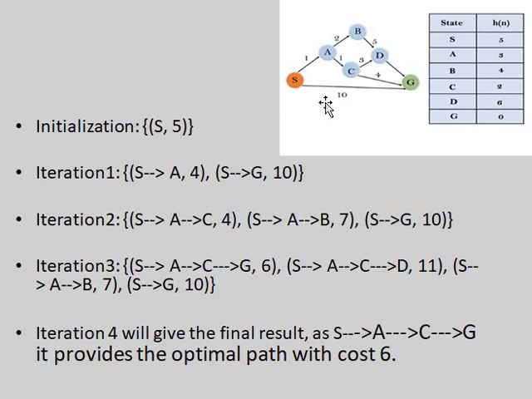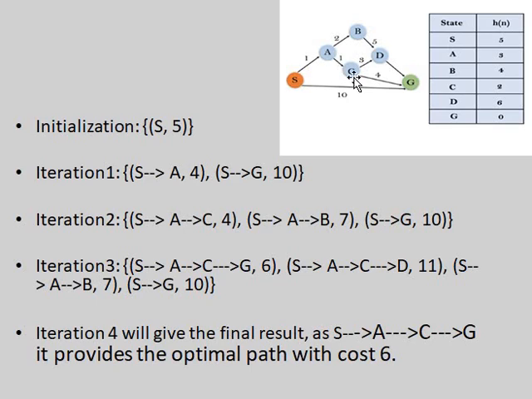So f(n) is this 10, which is your g(n), plus h(n), that is the heuristic value of G. The heuristic value of G is 0. So 0 plus 10 is 10. So f(n) for the S to G path is 10. In the next iteration, find out the lesser f(n) out of these two. Here 4 is less than 10, so in the next step we will find the successors of this node A.